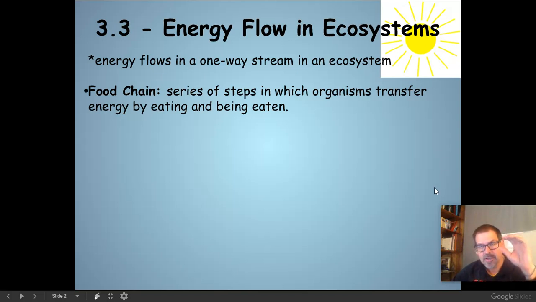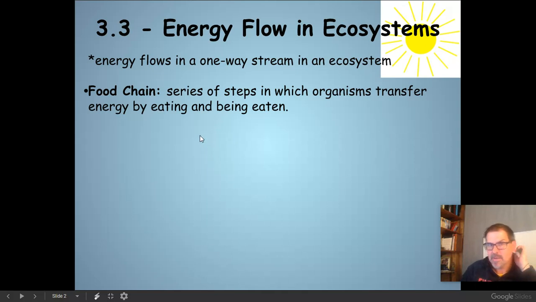The energy at your top level predator, say a grizzly bear or a great white shark or some top level predator, that energy never recycles back into the producers. The energy just flows in a one-way stream. All right, so energy flows in a one-way stream in an ecosystem.